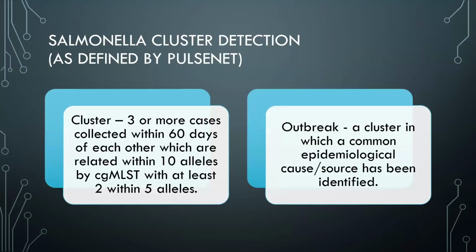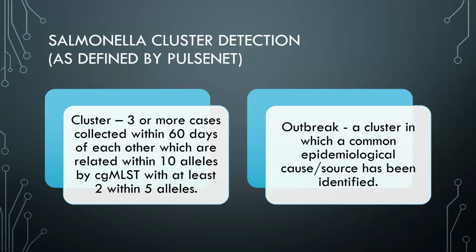PulseNet defines a Salmonella cluster as 3 or more cases collected within 60 days of each other, which are related within 10 alleles by core genome MLST. And 2 of those samples have to be related within 5 alleles.